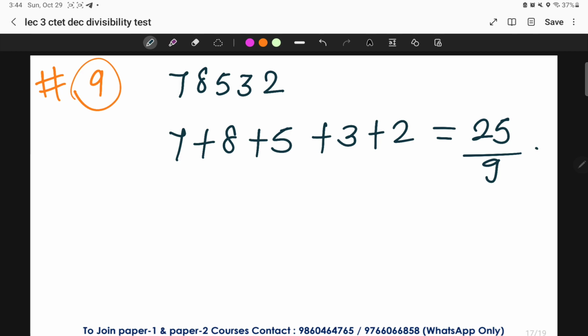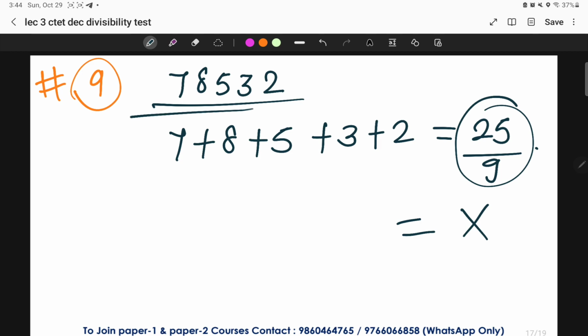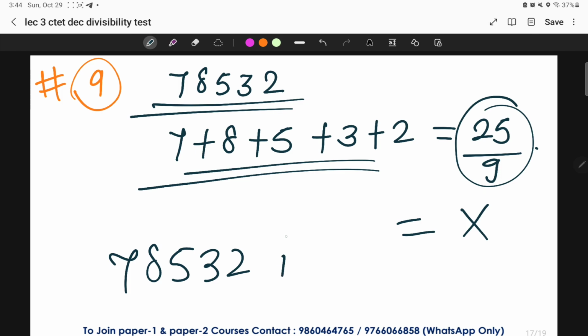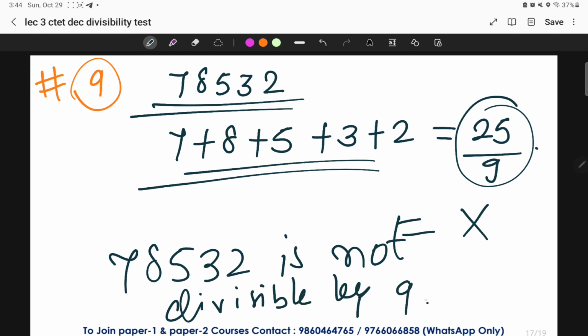If you divide this 25 by 9, we can clearly see that this given number is not divisible by 9. Hence this complete number, 78532, is not divisible by 9. Okay, you have to understand this: in case of 3 as well as 9, in both divisibility rules, we take the summation of the digits and divide the summation by 3 and 9 respectively. Try to understand this.